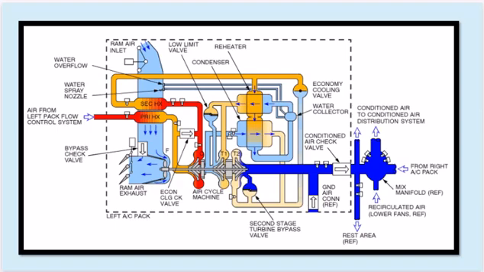Economy cooling valve, regulates airflow through the economy cooler. Water collector, collects condensed water. Conditioned air check valve, prevents backflow of conditioned air. Conditioned air distribution system, delivers conditioned air to the cabin. Bypass check valve, allows air to bypass the air cycle machine in certain conditions. Ram air exhaust valve, releases excess air from the system. Second stage turbine bypass valve, regulates airflow through the second stage turbine.